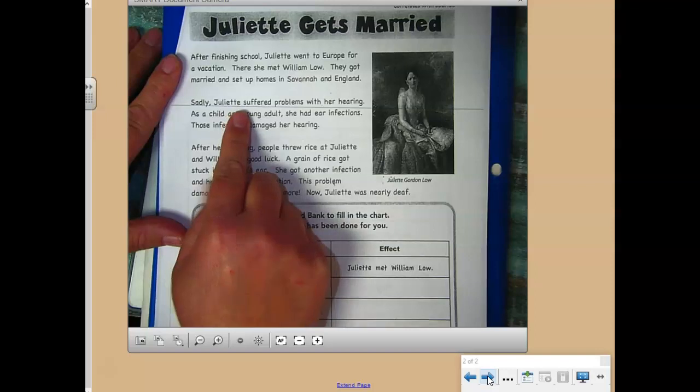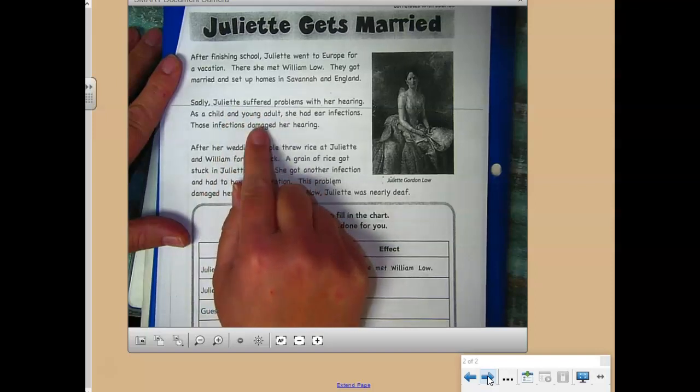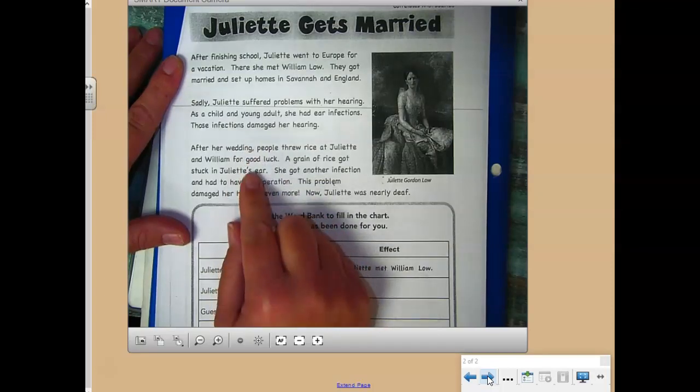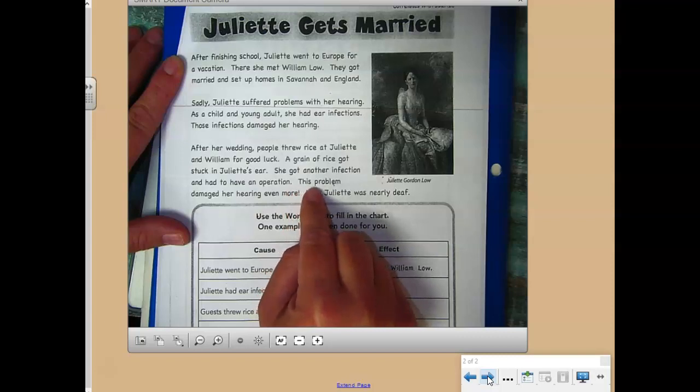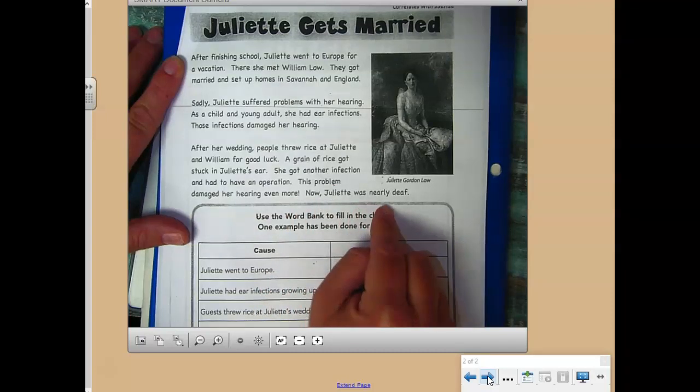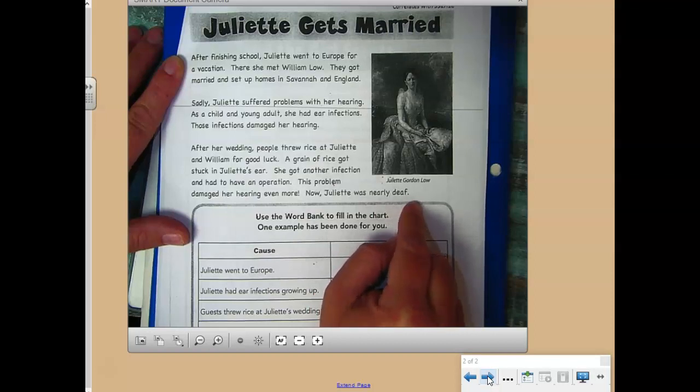Sadly, Juliet suffered problems with her hearing. As a child and young adult, she had ear infections. Those infections damaged her hearing. After her wedding, people threw rice at Juliet and William for good luck. A grain of rice got stuck in Juliet's ear. She got another infection and had to have an operation. This problem damaged her hearing even more. Now Juliet was nearly deaf. Okay, guys, that meant she could almost not hear at all out of that ear.